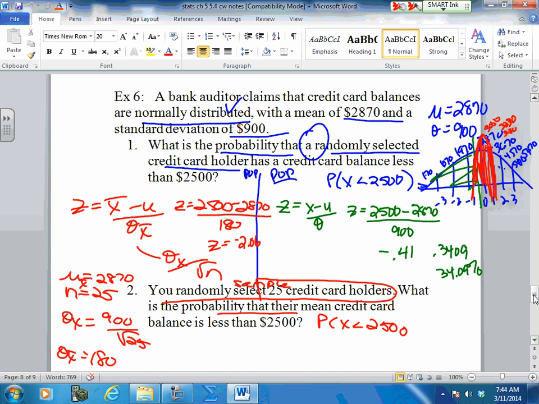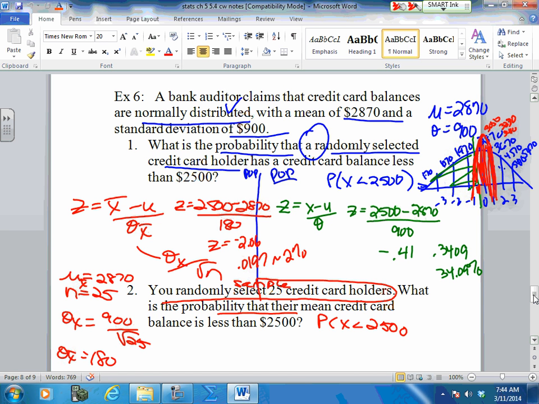It's way down in here somewhere. It's way down towards the end of that curve. Now when you look to the left, the probability is a lot less. So it's almost approximately a 2% chance that you're going to pick a sample of 25 and it's going to be less than 2,500.